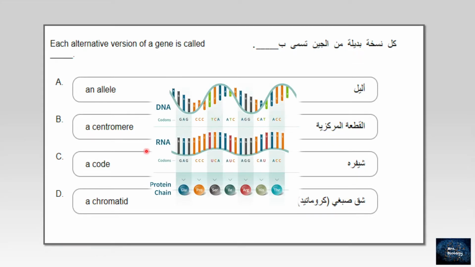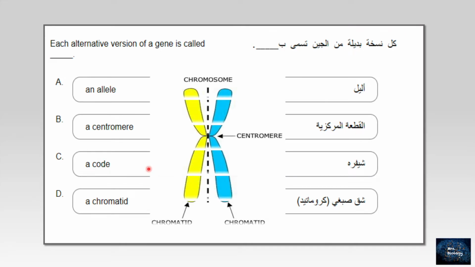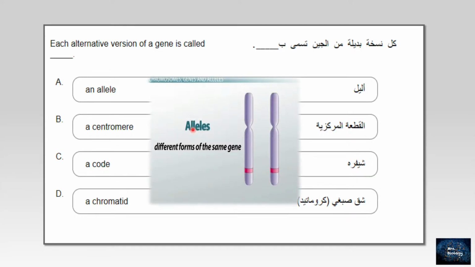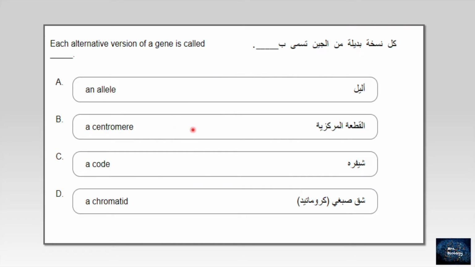Moving to a code. What is a code? It's a sequence of nucleotides, regardless, I'm talking about DNA or RNA. Moving to chromatids. Chromatids, identical threads that when they join, they will build the chromosome. So the right answer here is an allele. Choice A.